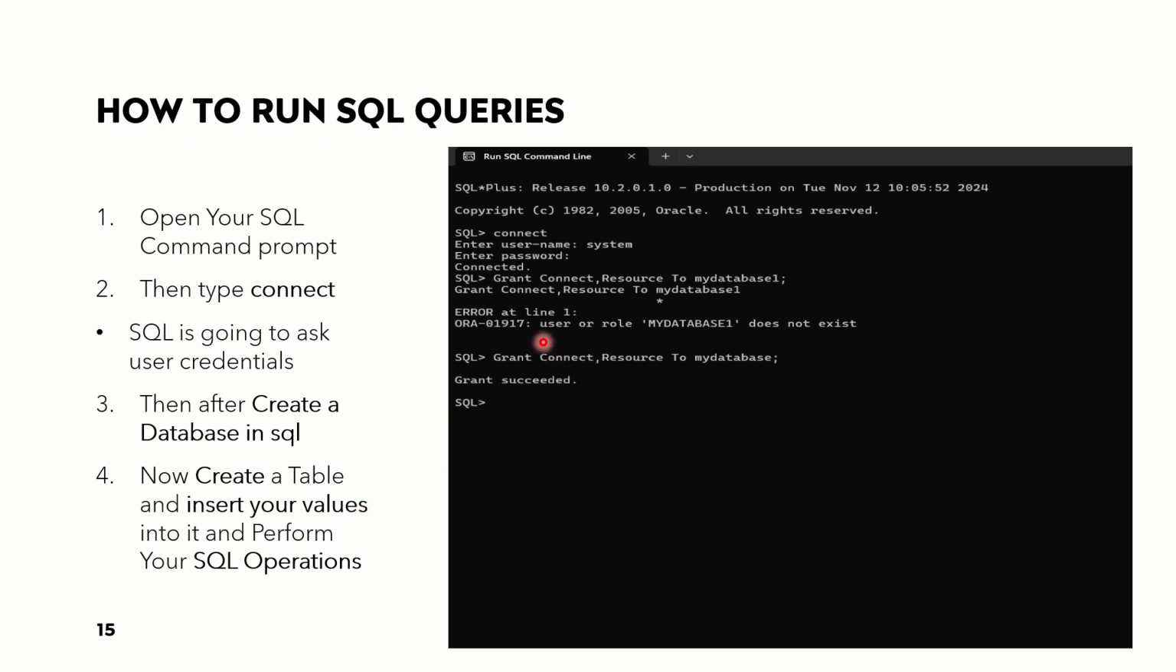The database was connected. If you see here, whenever you are typing these passwords, please be clear. Whenever you want to create a database, you need to use the command create database, write your database name and give the semicolon. If you have already created a database and you want to connect to it, you can use grant connect resource to my database. After this you will be connected to your database.